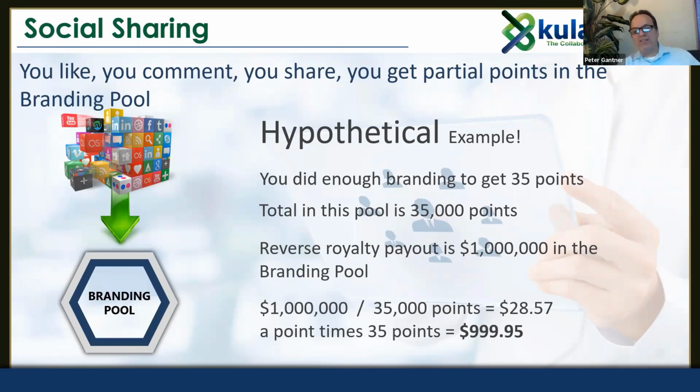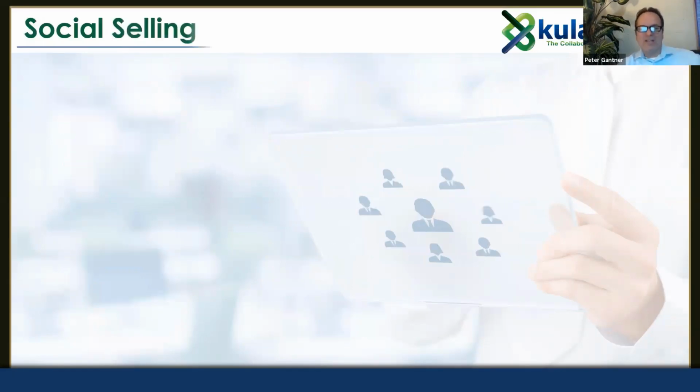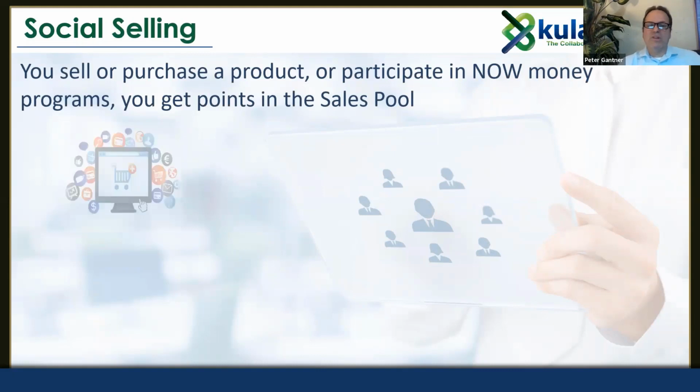Now, the other ones were $300-something a point. This one only $28.57. But guess what? You'd earn 35 points because this is open for a much longer period of time. You were able to earn more. You now made $999.95 in this royalty period. Remember, you're going to get paid in the next royalty period, and the next one, and the next one, and the next one for the life of the company.